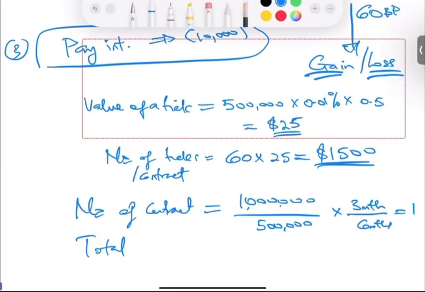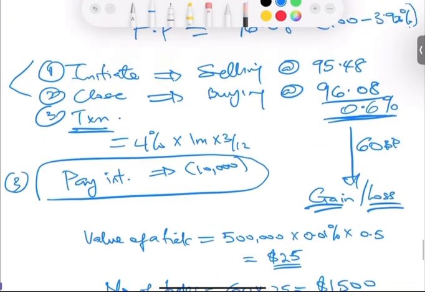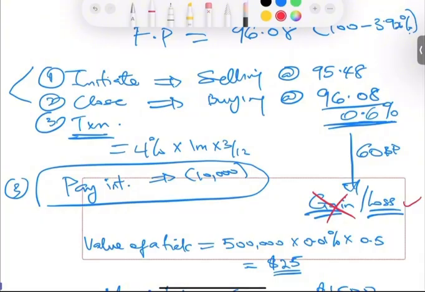is this a loss or gain? It's a loss, but I need to explain to you. It is 1,500 times 1, and that is 1,500. Do you think this is a loss or gain? Or why is it a loss? We are selling at 95.48 and we are buying at 96.08. Do you get it? You are selling lower than you are buying.